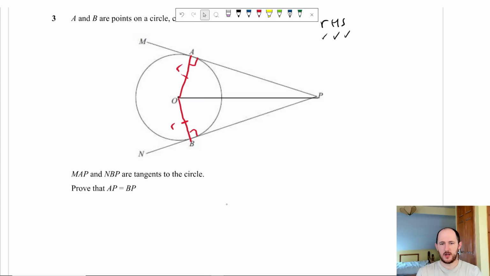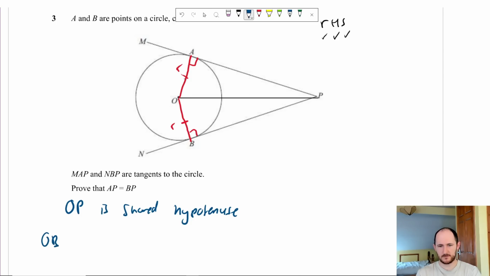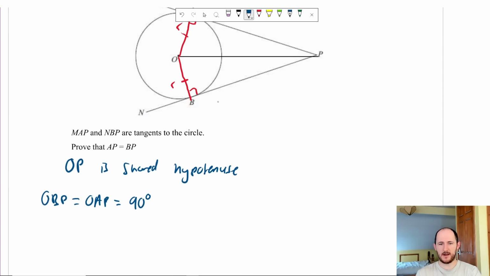Well, first of all, OP is a shared hypotenuse, right? So both of the hypotenuses will be the same. Then we have two right angle triangles, OBP and OAP. And lastly, OA equals OB equals the radius.